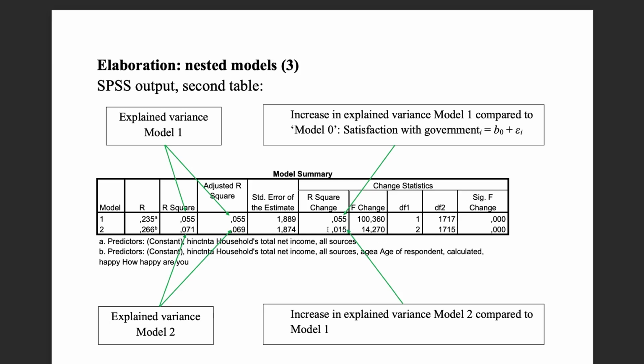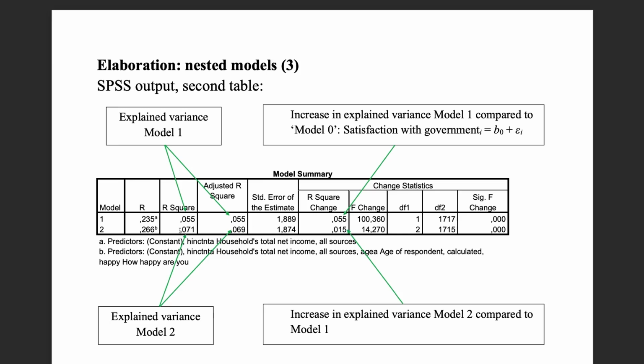What does it mean? It tells you how much more variance we are explaining in our second model, model 2, compared to our first model. So how much additional variation are we able to explain in satisfaction with government among our respondents by taking into account not just differences in income, but additionally differences in age and happiness of those people? In other words, the R-square change is how much more variance we are explaining in our second model compared to our first model.